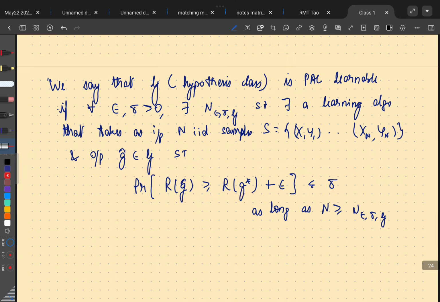So if you are trying to find g hat, and then you have to anyway compare it to g star, but then that means you already know g star. You don't know g star. Then how do we do this? Then you know if the g hat is optimal.